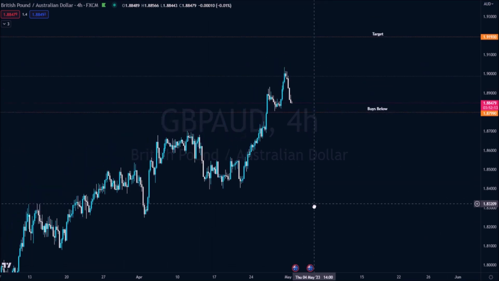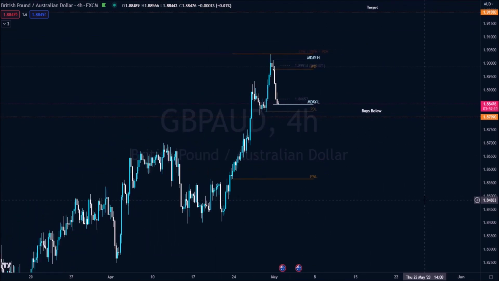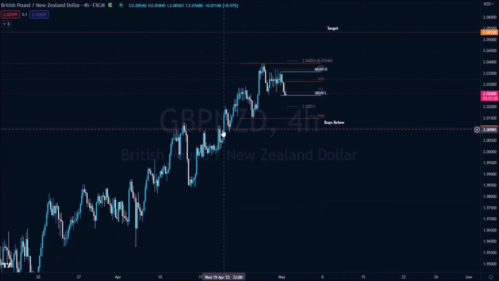Pound Aussie to the upside, we're pretty close to a buy zone in my eyes. We have a previous daily low here. We have some stops here. If we come down, get a bullish reaction, then I'd be willing to take a buy on Pound Aussie. I'll keep you updated as we go along, but these are just the ones that I'm keeping an eye on. Pound New Zealand as well.